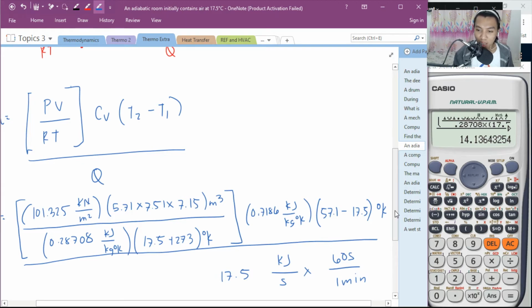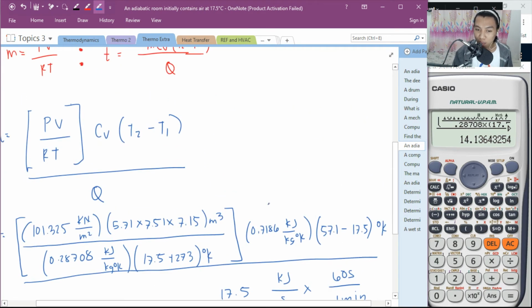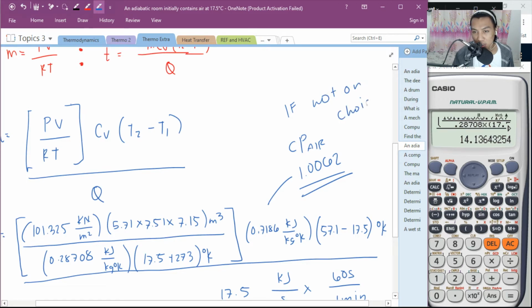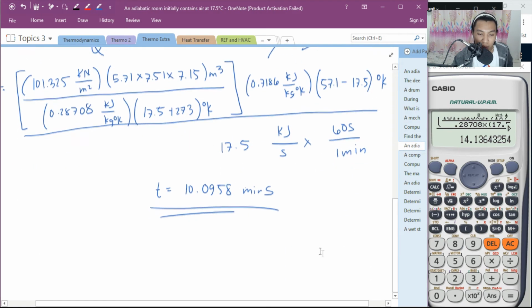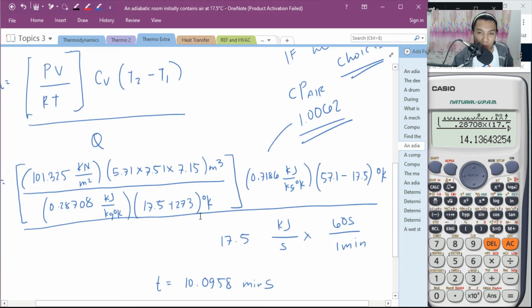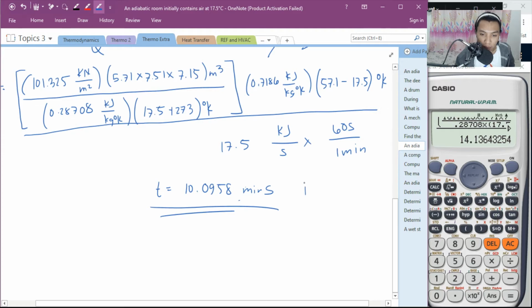But if that is not in the choices, might as well, the correct answer here is 10. Okay? If it's not in the choices, all you have to do is multiply it by 1.0062, or the CP of air. If not in the choices, that's what you do. So here is the answer, I haven't shown it yet. 10.09, but if you multiply with CP instead of CV, the answer becomes 14.14 minutes. Confusing talaga.